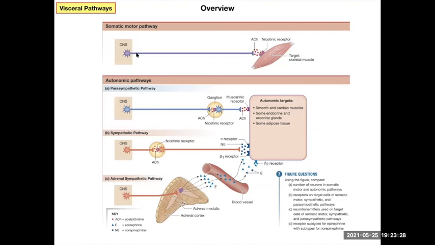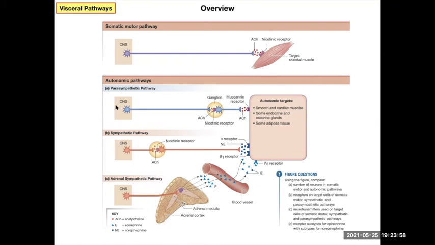And we're going to compare. So we just compared the somatic motor pathway, a single motor neuron going to talk to a target, which will be a skeletal muscle, voluntarily controlled. The CNS will be your cerebral cortex, your primary motor cortex, your frontal lobe. Then your target will be an effector, and there'll be a single neuron leaving the spinal cord or brainstem and reaching out to the target.